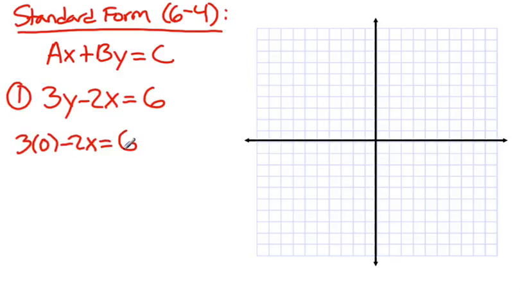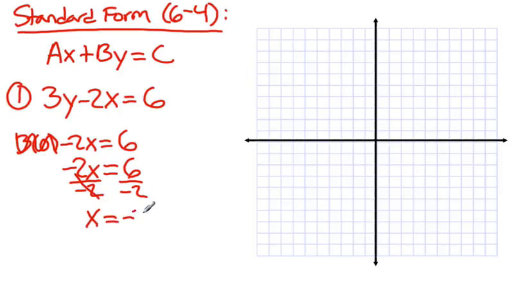Now notice when I put a 0 in place of the y, that whole thing is going to just become 0. And I'm left with a negative 2x equals 6. And if you divide by negative 2 on both sides, you get x equals negative 3. So just to recap, I put a 0 in for my y, and I got a negative 3 out for my x. So I'm going to plot that point, and you'll find it on the x-axis out at negative 3.